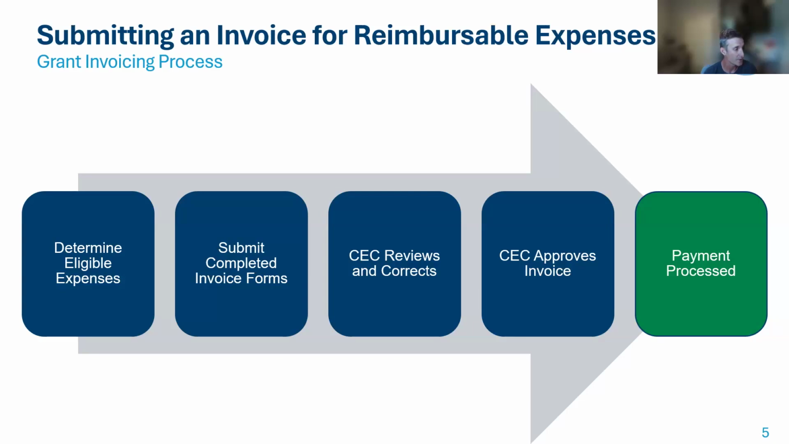Then the CEC will either approve the submission or request edits. If edits are needed, we will email you with that request. Once the invoice package is approved, a payment is processed and sent to the jurisdiction. This can take up to about 8 weeks. Please note that each jurisdiction can submit more than one invoice until the grant funds have been exhausted.